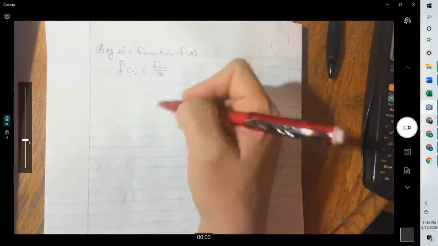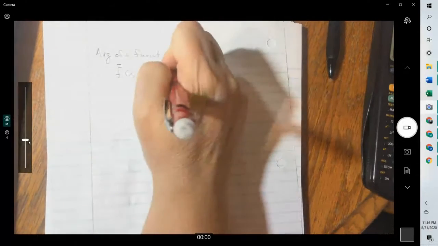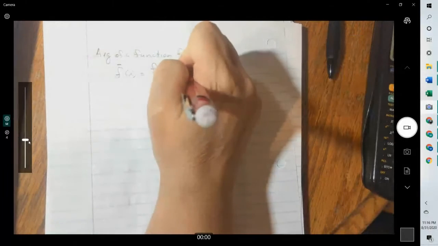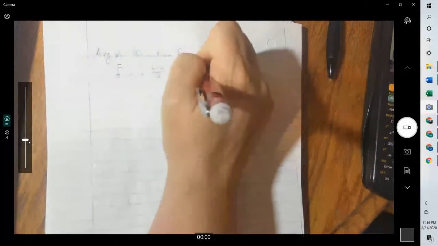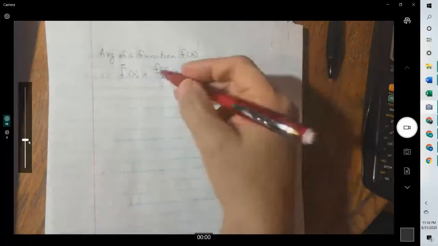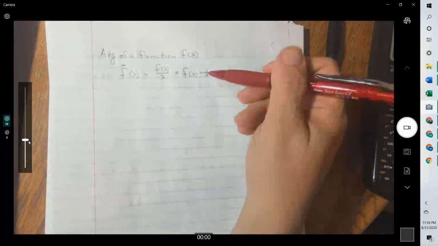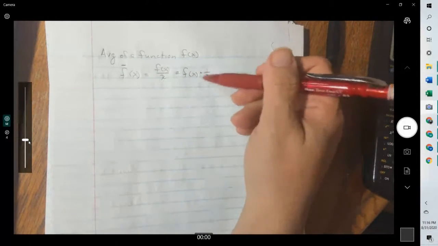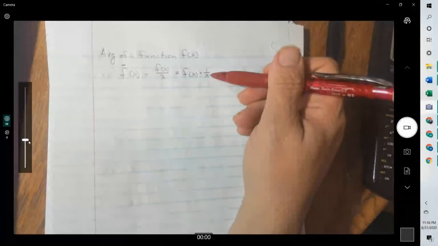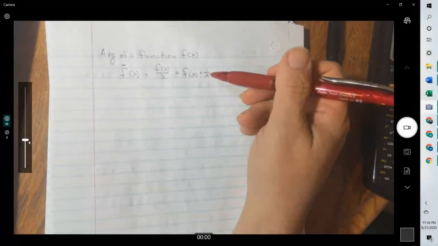Another thing you can do, if your function is a fraction, instead of dividing by x, you could multiply by 1 over x. So either case, if it's a polynomial, I use this one. If it's a fraction, this one. So let's look at a problem.